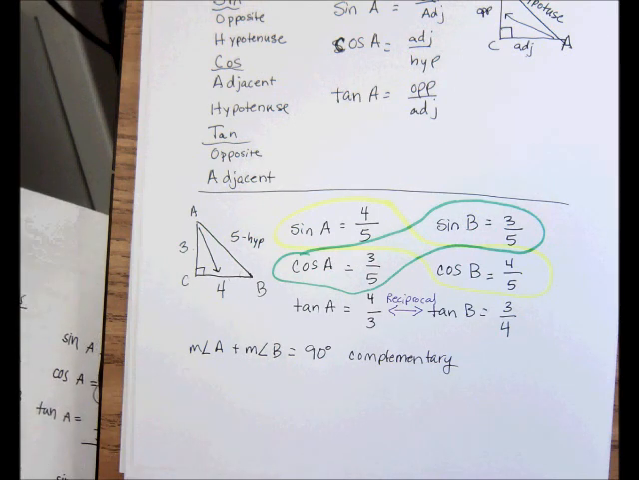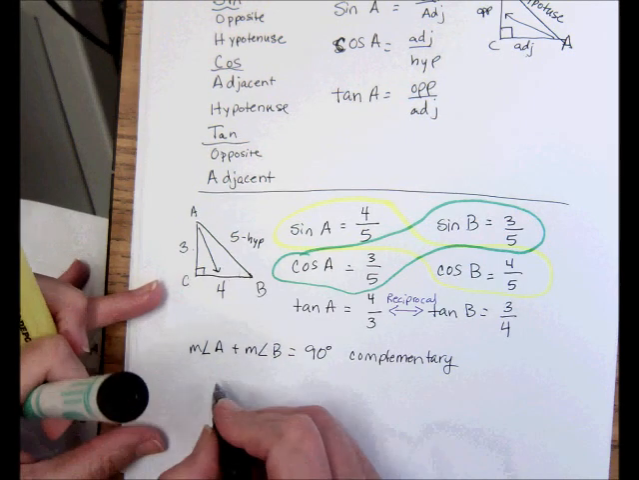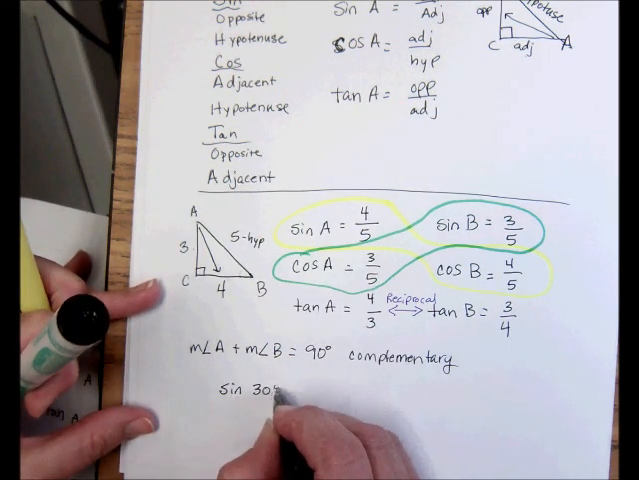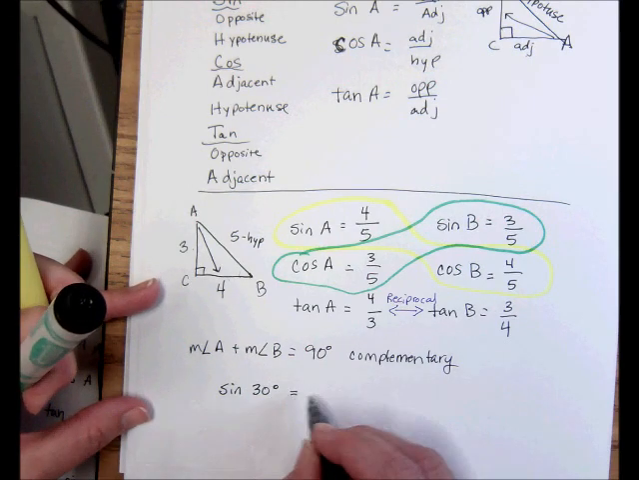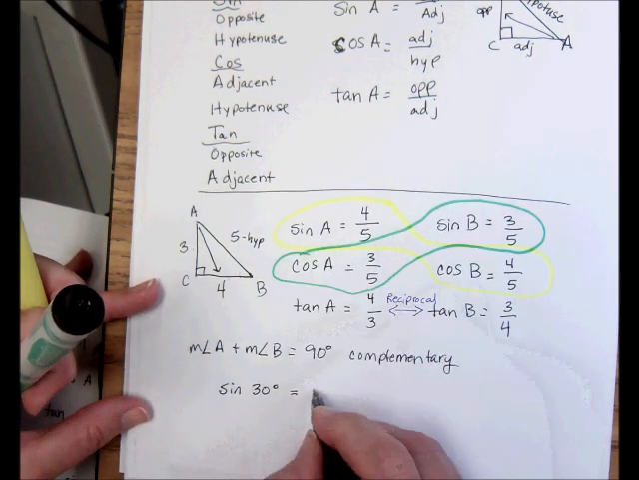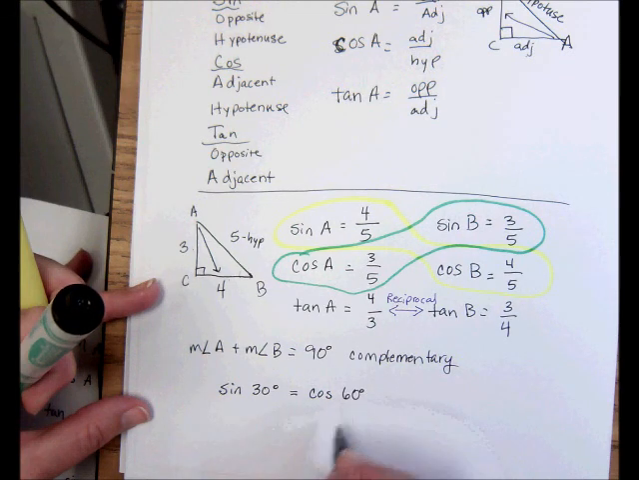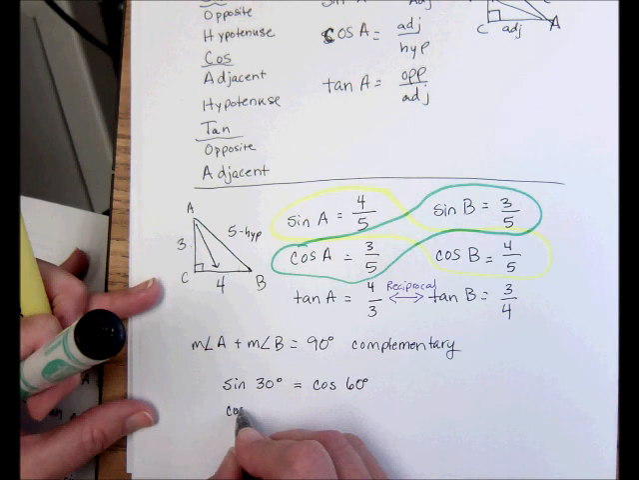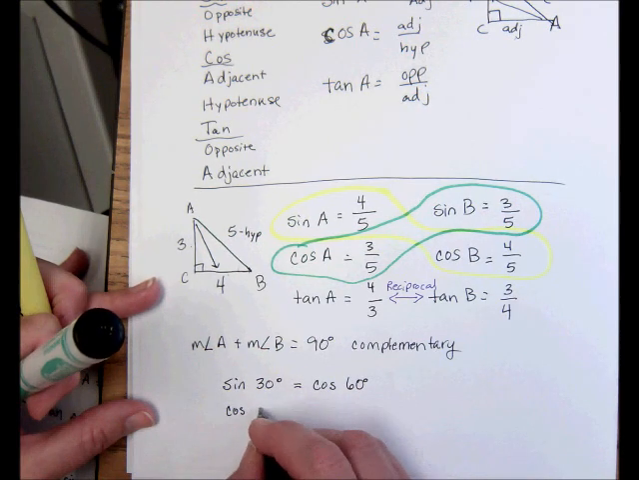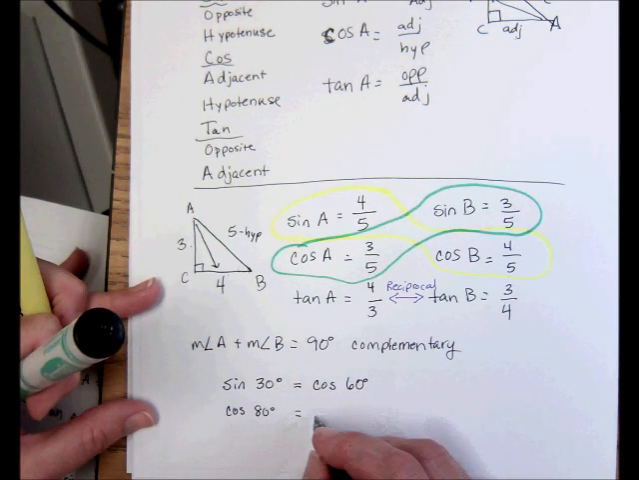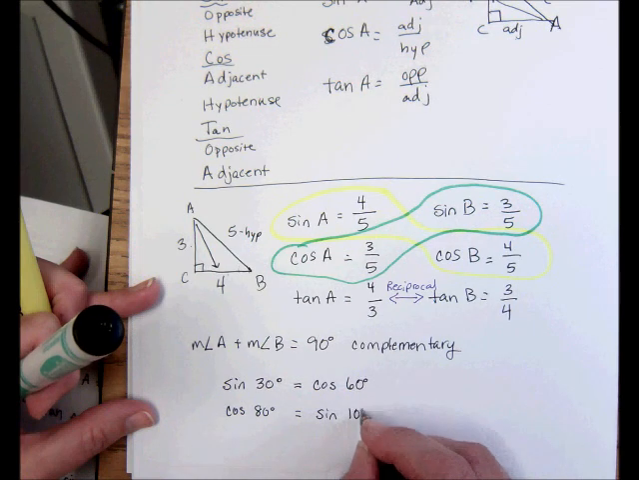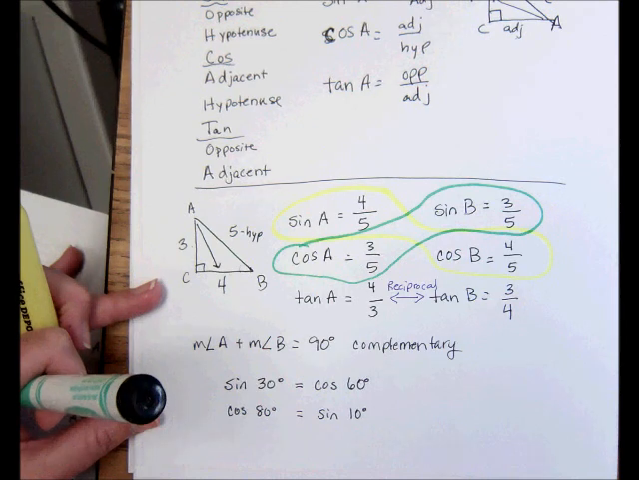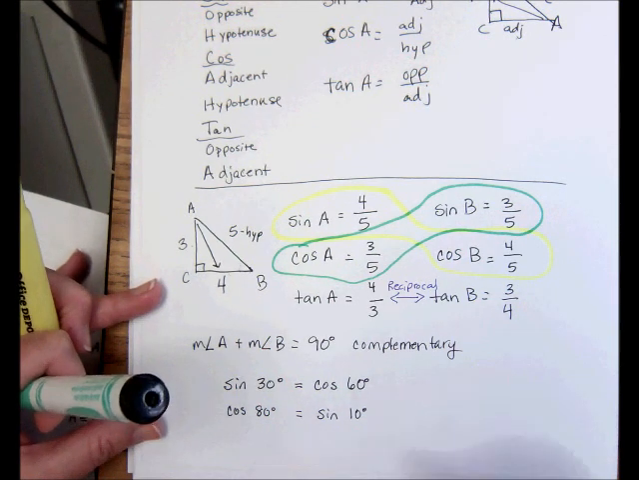So what this means is that the sine of 30 degrees is going to be the same as the cosine of 60 degrees, because 60 is the complement to 30. What this also means is the cosine of 80 degrees is equal to the sine of 10 degrees. And you can establish all of these different relationships, and they're going to help you later on.